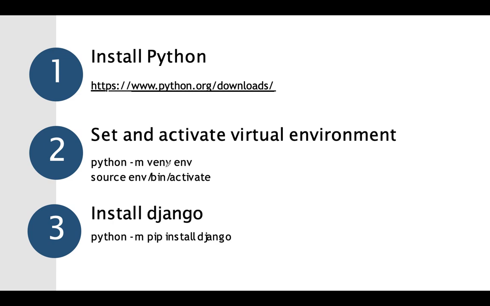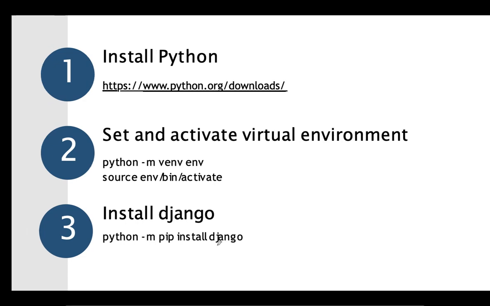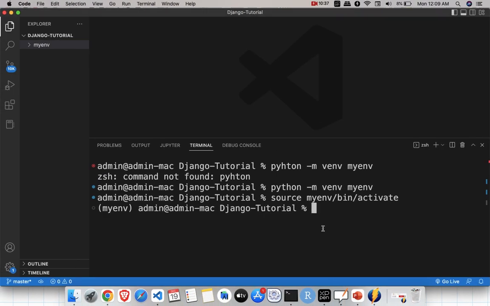Now the third step is installing Django at the global level. So how to install it? The command is python -m pip install Django. So pip is a Python installer command. So let us do that.